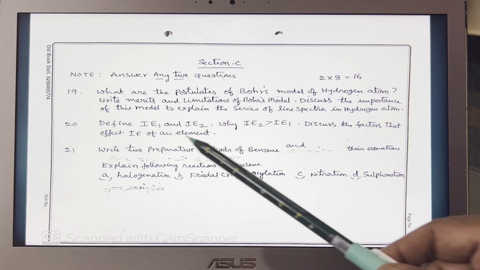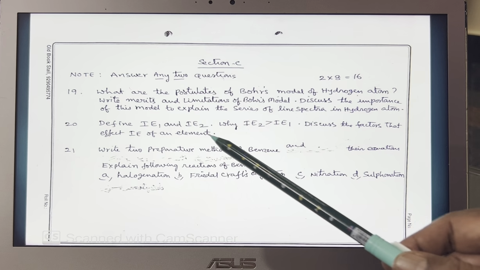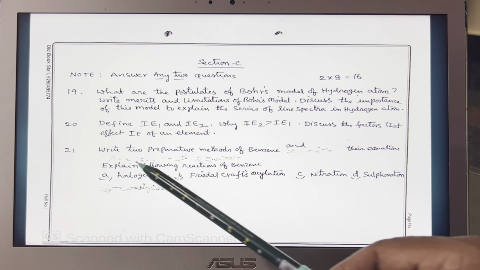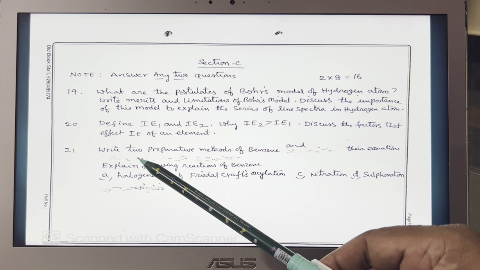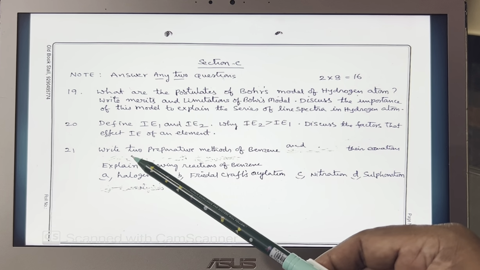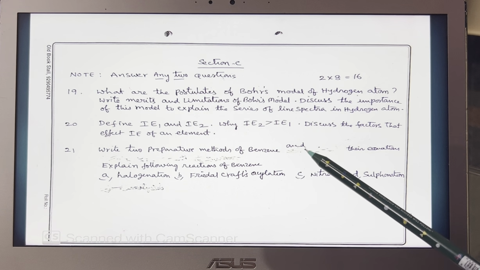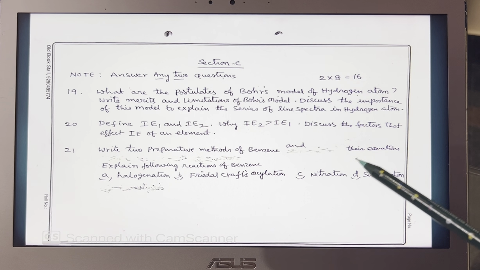Discuss the factors influencing the IE of an element. Third one is from organic chemistry, this is from periodic classification, this is atomic structure. Next is this one, write 2 preparative methods of benzene and their equations.